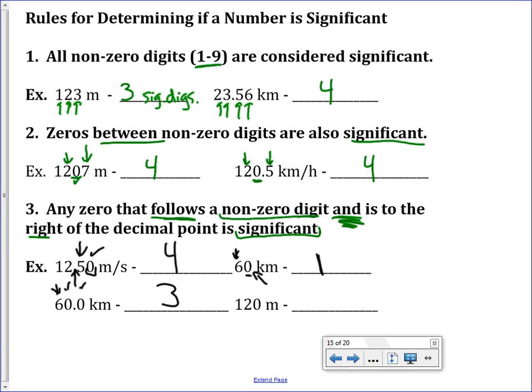In that last example on this page, we have a measurement of 120 meters. Again, we have a zero that is following a non-zero number. We don't have a decimal place, so we don't count this zero as being significant. So in this case, we only have 2 significant figures.